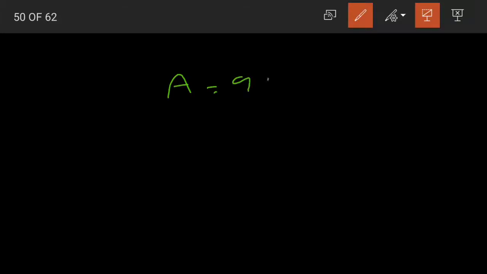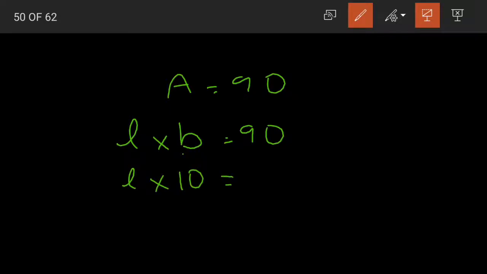Area is equal to 90. We know that the formula for area is length into breadth. What is the length? Length is missing. The breadth is given as 10. So length into 10 is equal to 90. What will length be equal to, children?